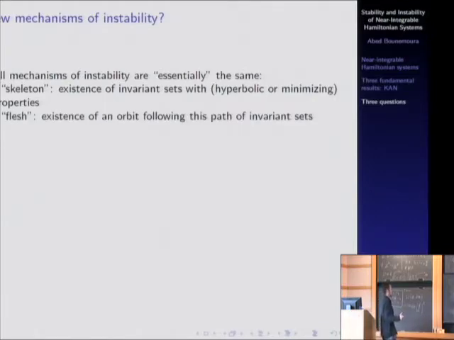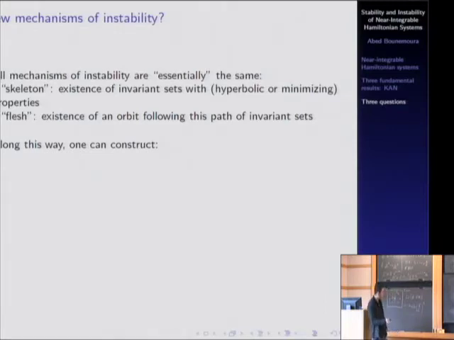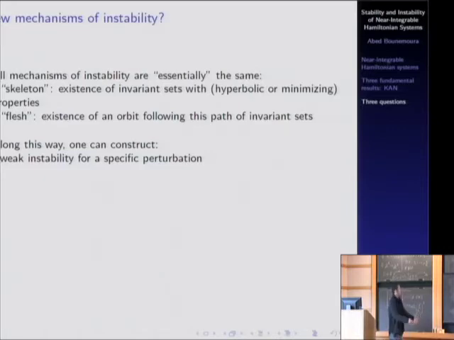And then you give flesh to the skeleton. This terminology is due to Rorschach. It's the existence of an orbit that follows this path of invariant sets. Almost all of them, with very slight differences, go this way. So this is very nice. Along this way, what can we do? We can construct examples like Arnold's, weak instability for a specific perturbation. We can do better than Arnold's example. Of course, it's 50 years after.